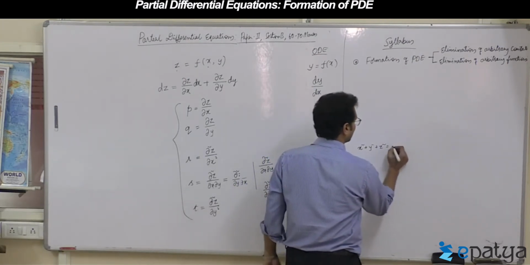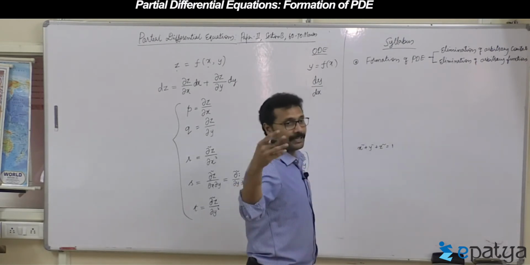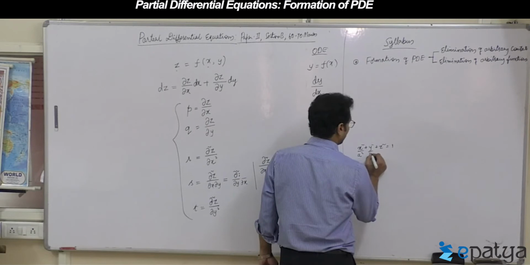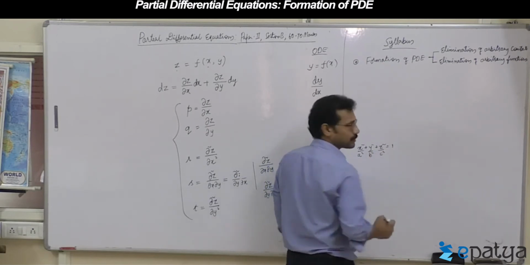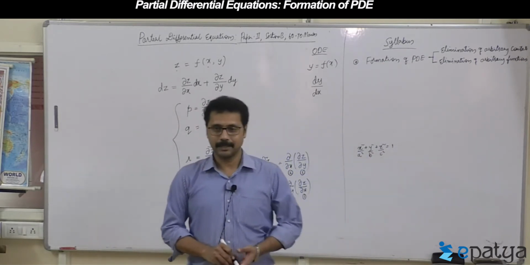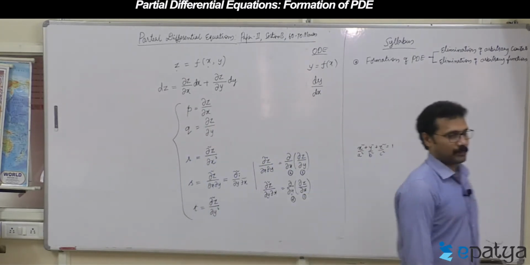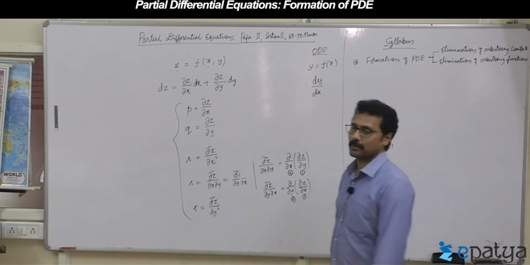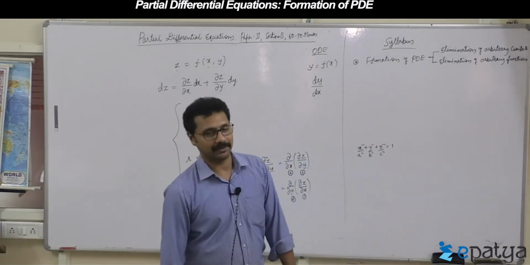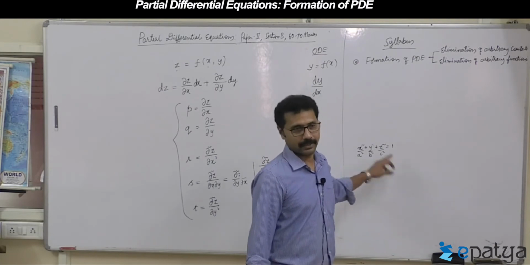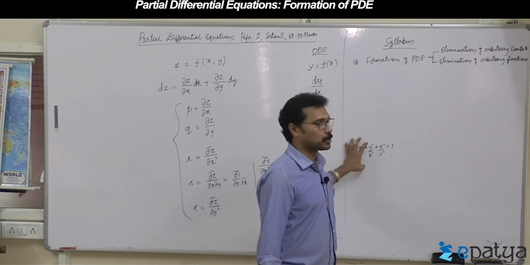Similarly, if I go with ellipsoid, x square by a square plus y square by b square plus z square by c square equal to 1. Everyone knows what is ellipse, x square by a square plus y square by b square equal to 1. The extension of that in three-dimensional geometry looks like an ellipsoid. These are also called conicoids.